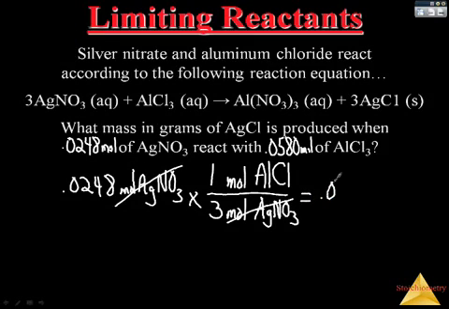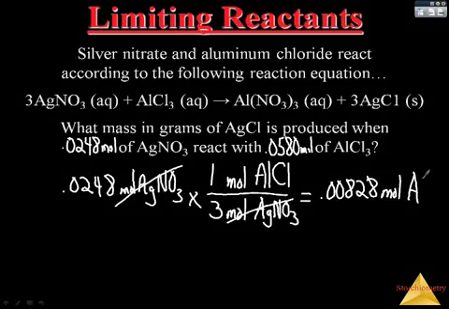and that is going to be something like 0.00828 moles. And moles of what? What's left over there? Moles of aluminum chloride. Okay, 0.0248 moles of silver nitrate is stoichiometrically equivalent to 0.00828 moles of aluminum chloride. Good. Now let's do the same thing with the aluminum chloride.